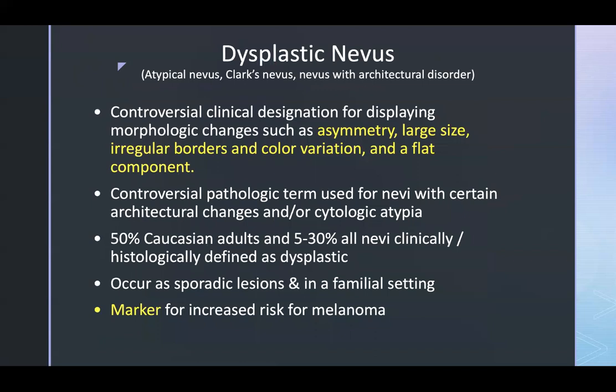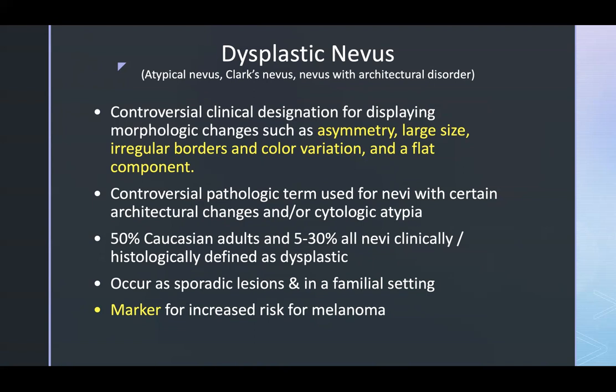Moving on to dysplastic nevi. So dysplastic nevi are also known as atypical nevi or Clark's nevi. Some call them atypical nevi or nevus with architectural disorder. Some people sign these things out with cytologic grading as well as architectural grading. The important thing is these are not melanoma, but they're not quite a typical run-of-the-mill junctional nevus or compound nevus either. And we'll talk about the key criteria to kind of classify things as dysplastic or not.